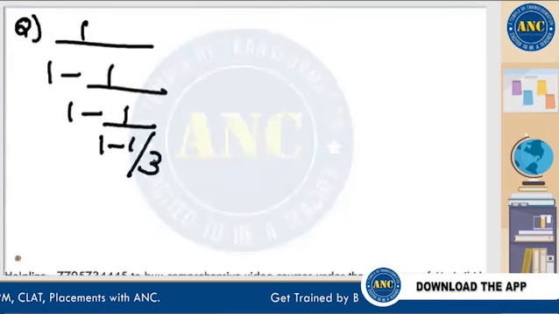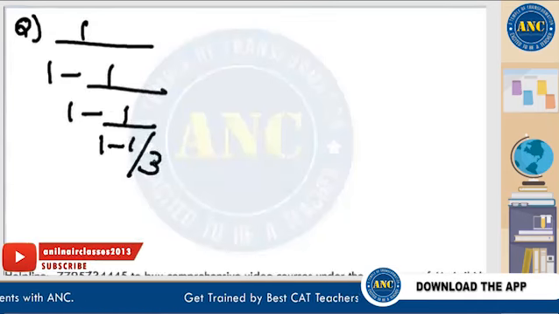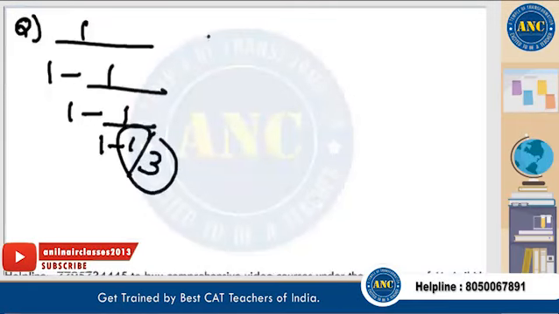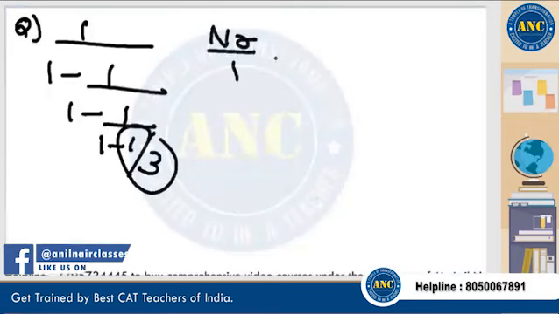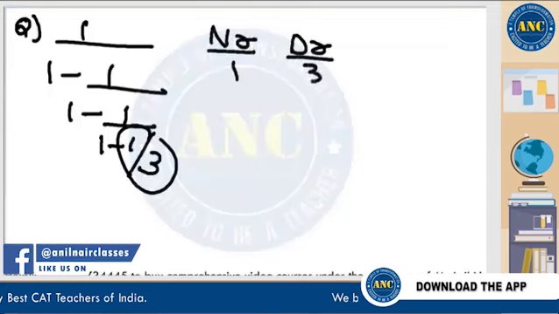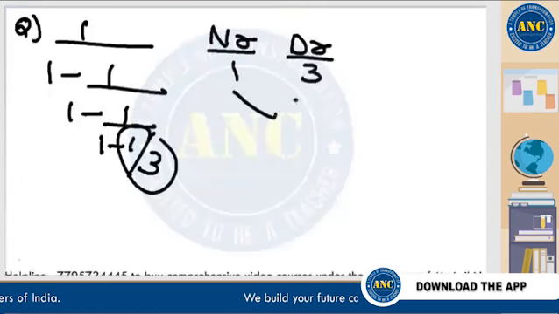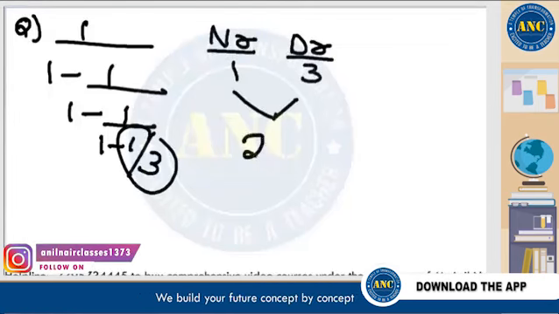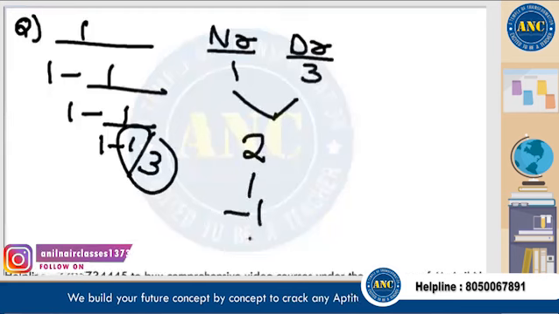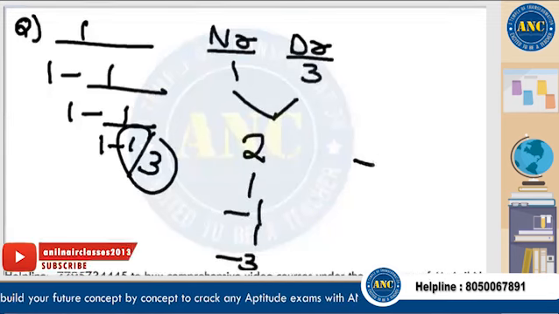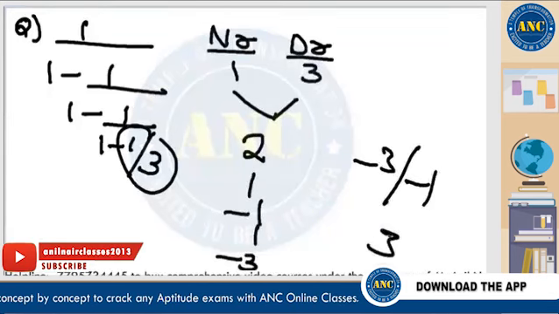1 minus 1 by 1 minus 1 by 1 minus 1 by 3. All are minus signs. Simple. Denominator fraction: numerator is 1 and denominator is 3. How many times is minus there? 3 times. 3 minus 1 is 2. 2 minus 3 is minus 1. Minus 1 minus 2 is minus 3. Highest by second highest. Simple.